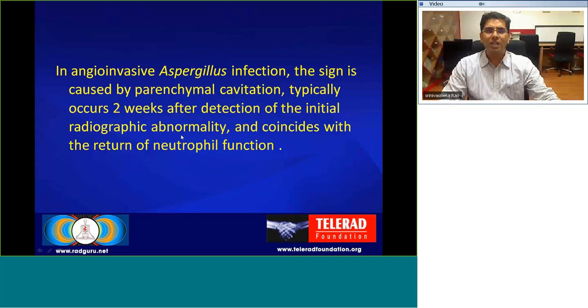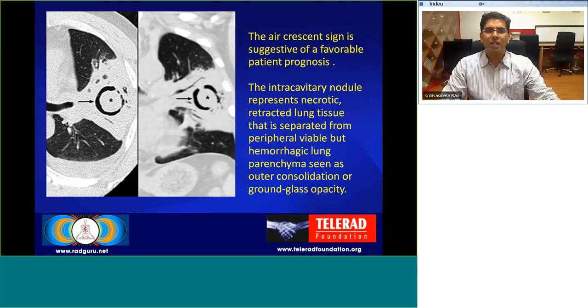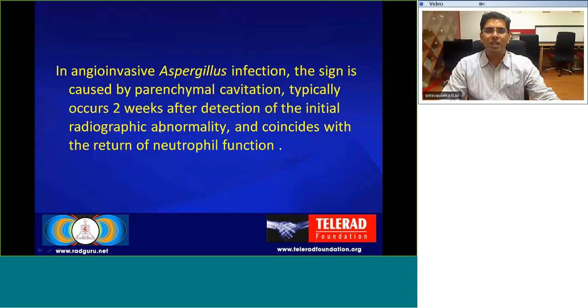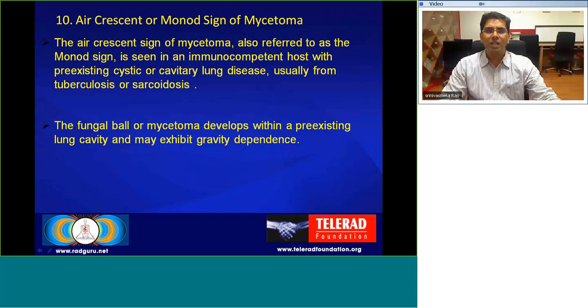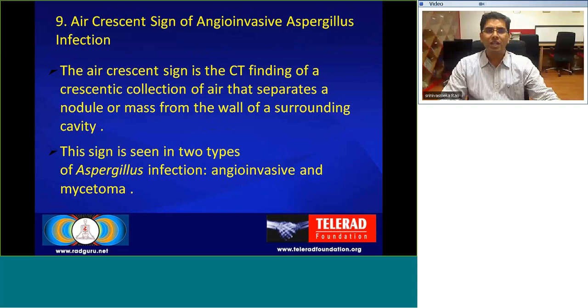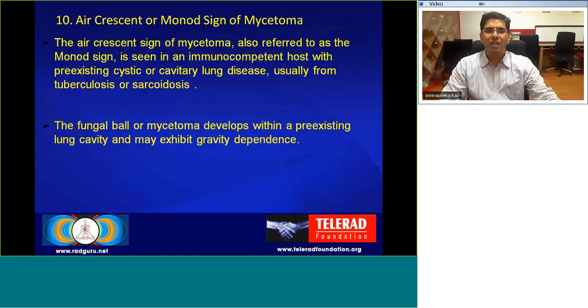This is typically seen 2 weeks after the infection, and coincides with the return of neutrophil function. So here the clinical history becomes important: how long the patient has been having fever and symptoms of chest infection. By this we can arrive at the diagnosis. And the next sign is the air crescent or Monod sign. This is slightly different from the sign called air crescent.